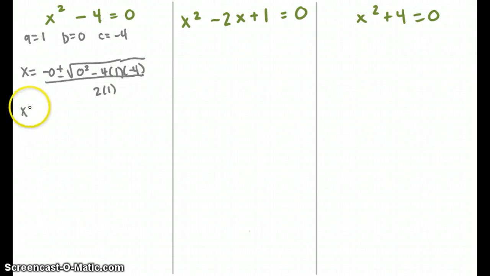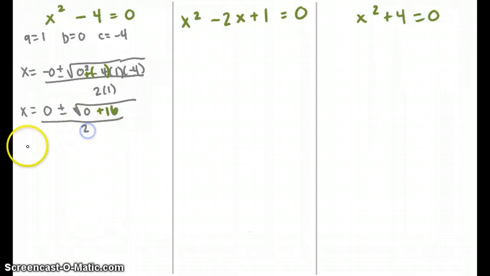So then we have x equals negative 0, just 0, plus or minus the square root of 0 squared, which is 0, minus 4 times 1 times negative 4. So we end up with positive 16 inside the radical, all over 2. So x equals 0 plus or minus the square root of 16 all over 2, which is 0 plus or minus 4 all over 2.